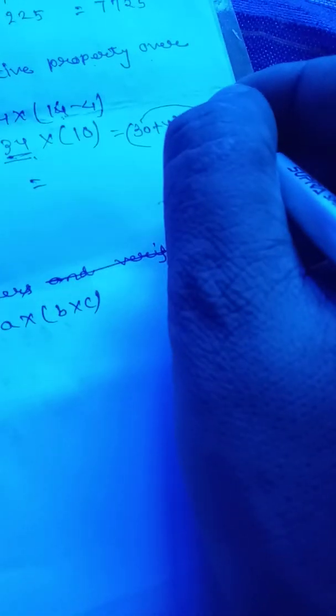We just multiply 30 and 10 together. 30 into 10 is equal to 300. 4 into 10 is 40. 300 plus 40 is equal to 340. Now the next question.